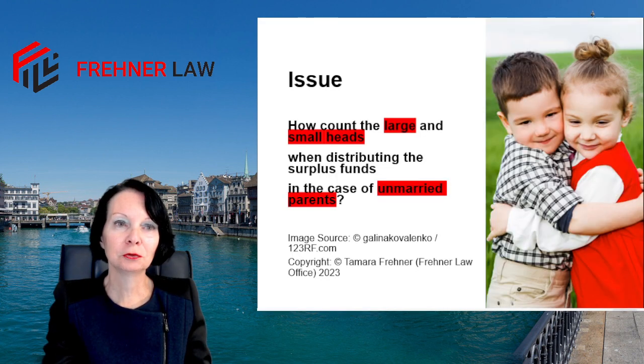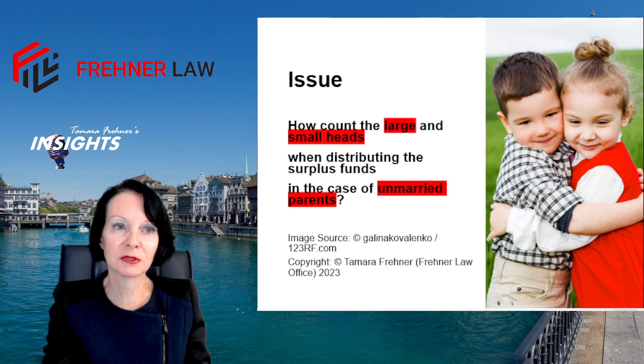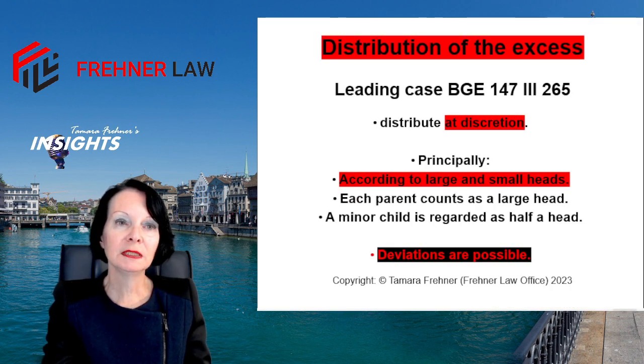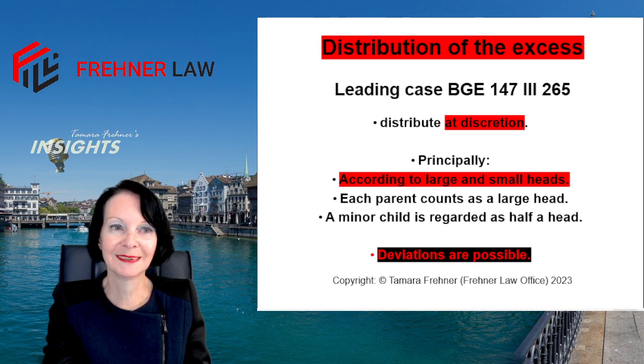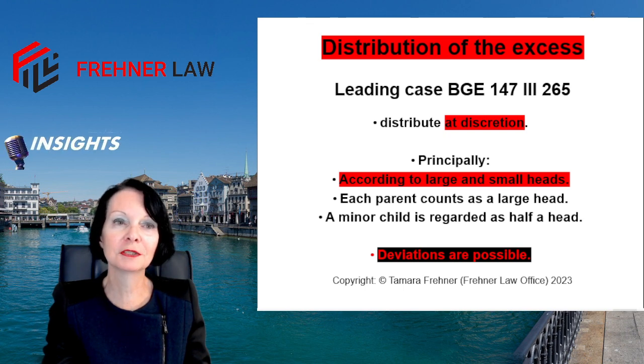The only issue before the Swiss Federal Tribunal was how the large and small heads were to be counted when distributing the surplus funds in the case of unmarried parents. Child support is to be calculated according to the two-tier concrete method with surplus distribution. Surplus funds are in principle allotted according to large and small heads. In individual cases, this may be deviated from at the judicial discretion, which must be justified. According to the doctrine, parents are considered as large head and children as small head. A double surplus share is allocated to a large head.